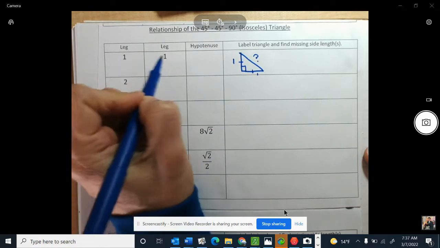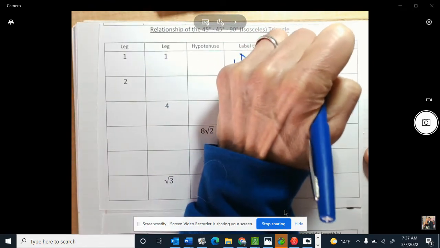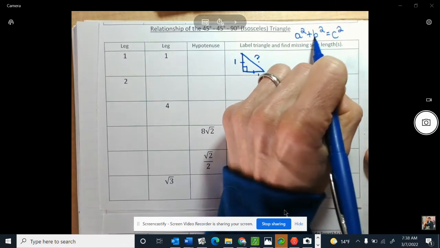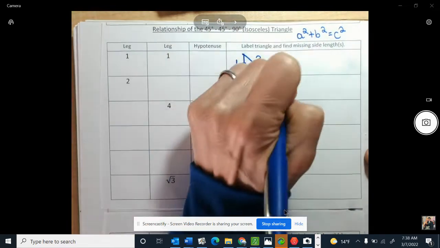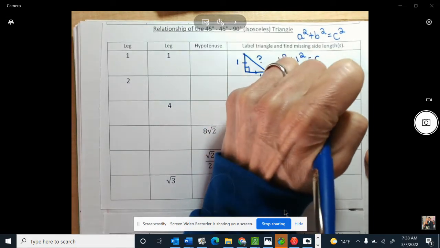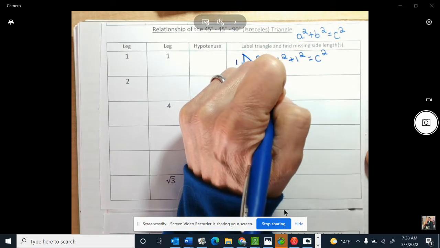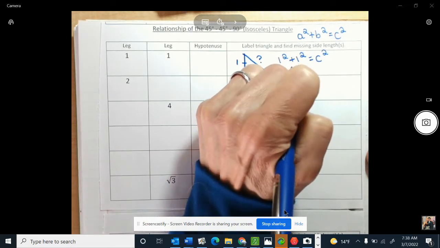So with a right triangle, we can always use the Pythagorean theorem. A squared plus b squared equals c squared. 1 squared plus 1 squared will equal that hypotenuse squared. Well, 1 squared is 1, plus 1 squared, again, is another 1. So this is 2.